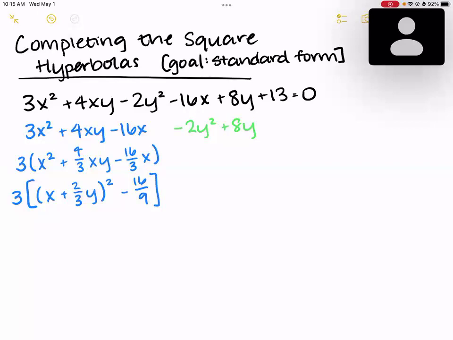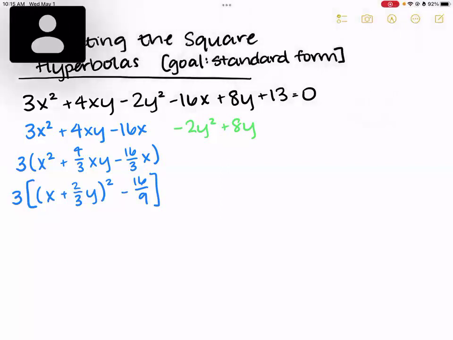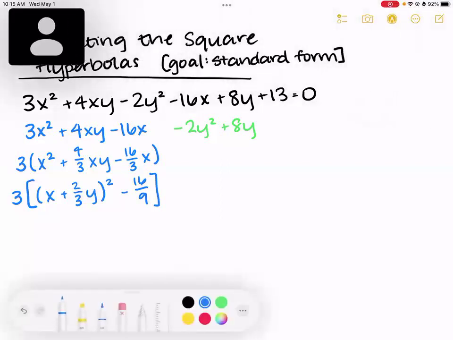If you need to review completing the square, that would be really helpful. I'm not walking through every single step, but it will be helpful for you to be able to do that.